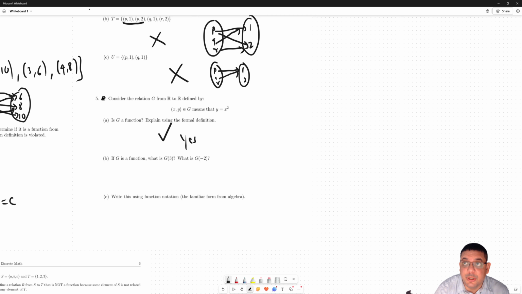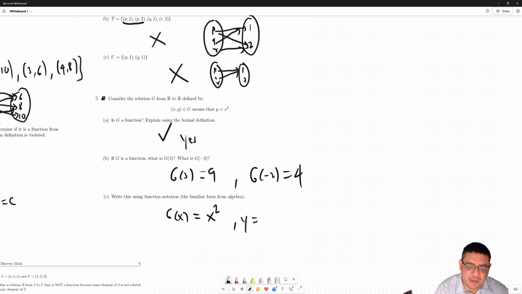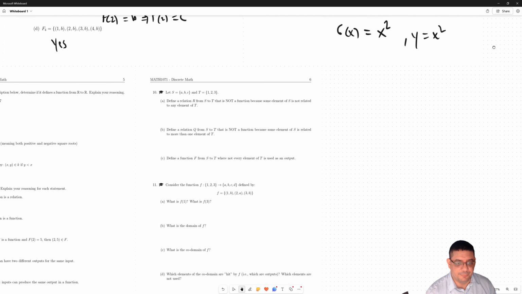Now, what is G of 3 and G of minus 2? Well, G of 3 is just 3 squared, which is 9. And G of minus 2 is going to be 4, which is fine. The function notation we usually use is G of x equals x squared, which is also y equals x squared. This is completely valid, so for those two values, we have that this is a function.